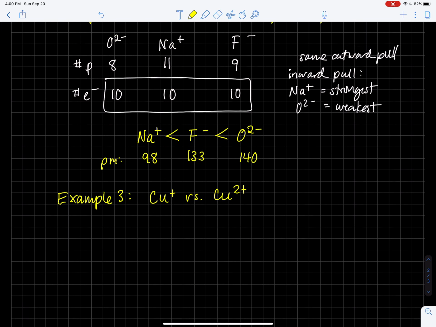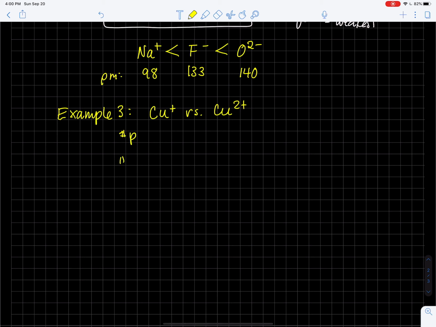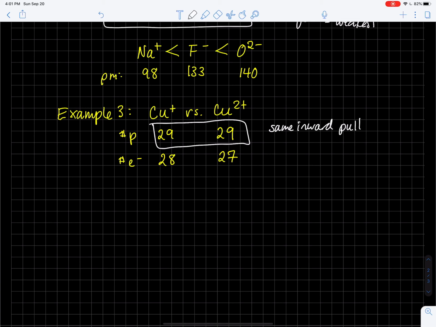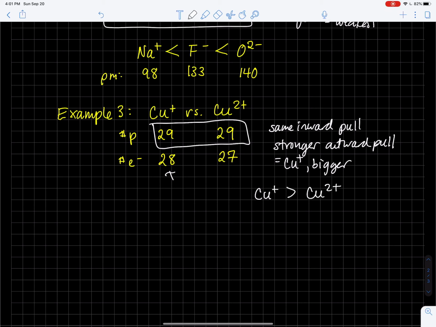Its atomic number is 29. So number of protons, number of electrons. Both species have 29 protons. Copper plus has lost 1 electron. Copper 2 plus has lost 2 electrons. And in this case, the thing that's the same is the number of protons. So they have the same inward pull. So who has the stronger outward pull? The stronger outward pull is 28 electrons. That's better than 27 electrons. So stronger outward pull means a bigger radius. So my answer to this problem is that copper plus is greater than copper 2 plus.